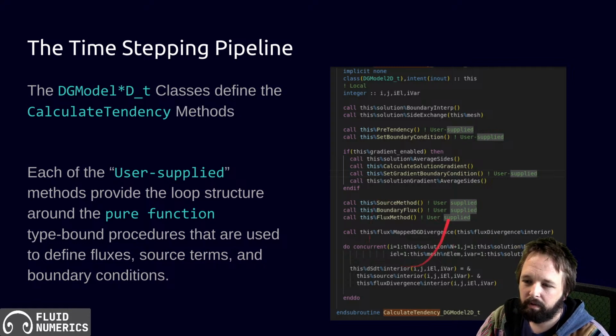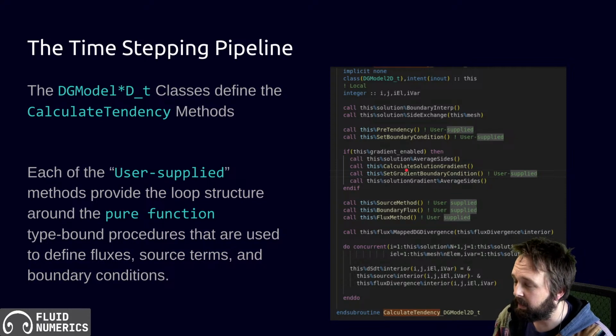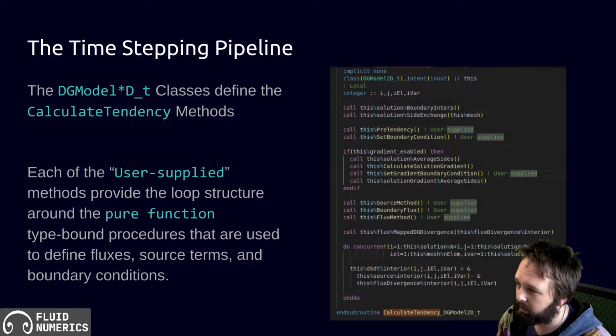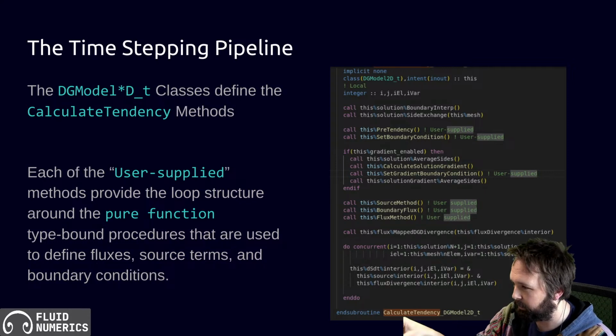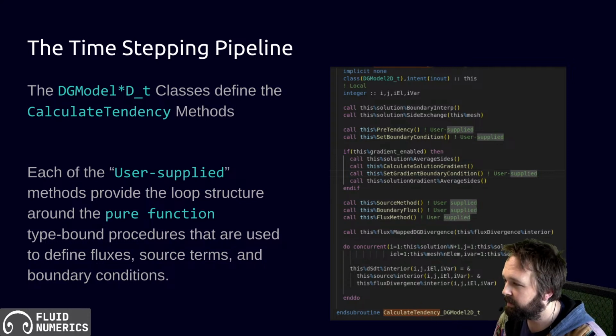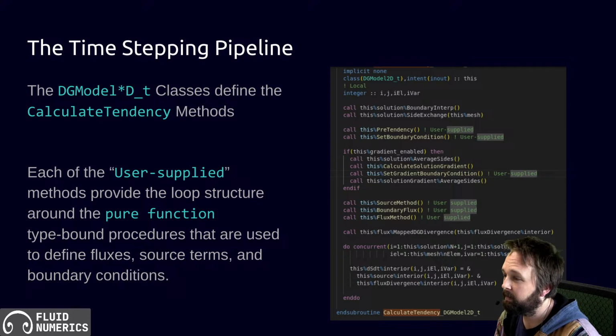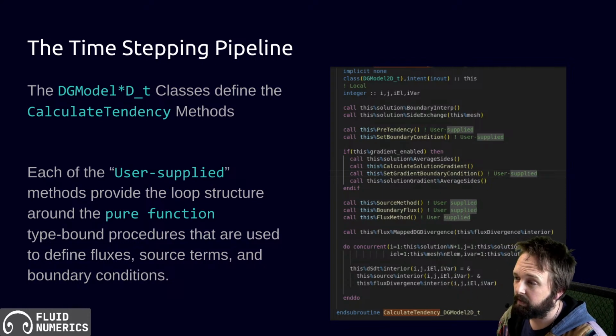Now, the way that the tendency calculation works, so basically if you're trying to forward step a PDE, what you need to do is, for each prognostic variable and for each point in your grid cell, tell me what the time rate of change of the solution is. And we do this using the formalism of divergence of a flux plus a source term.